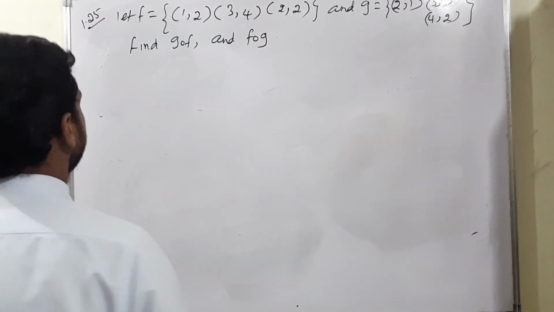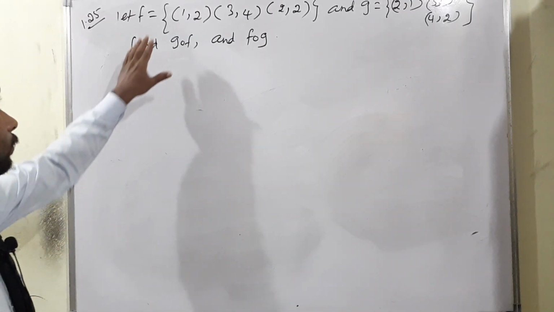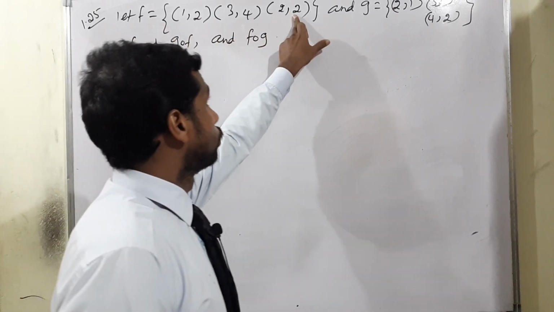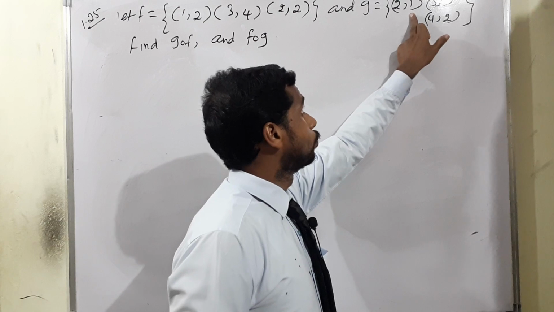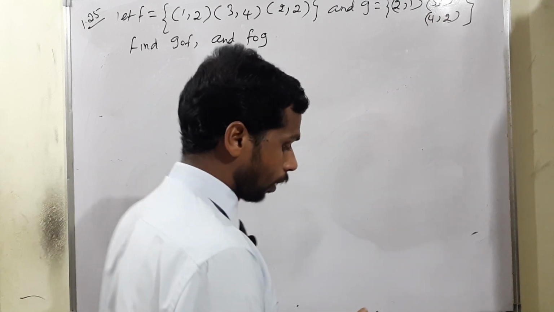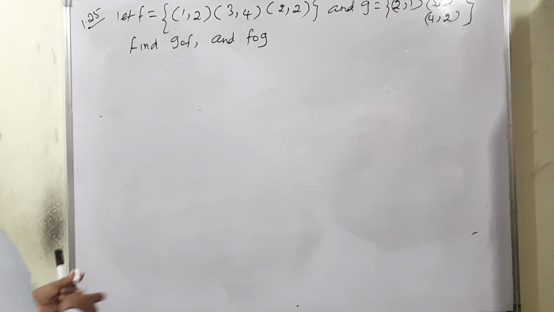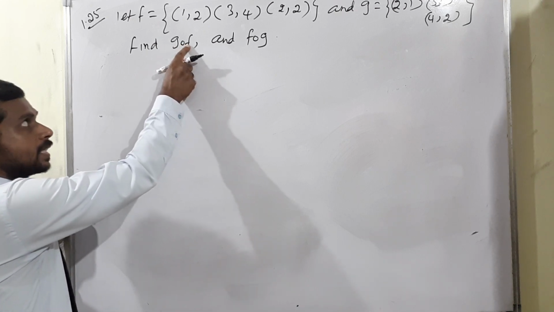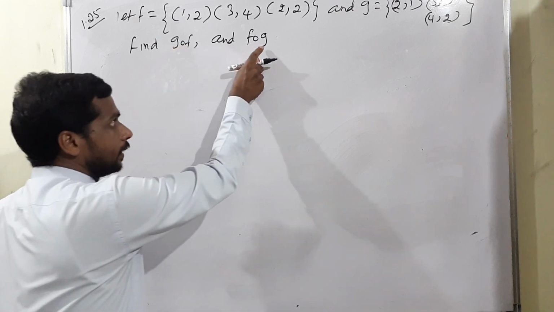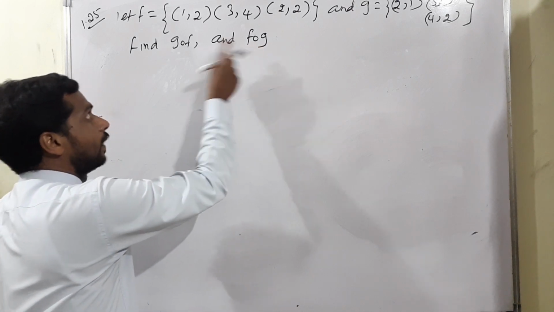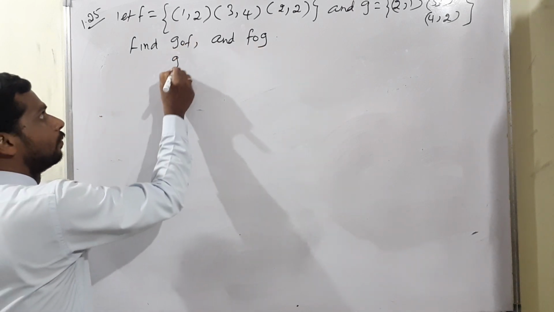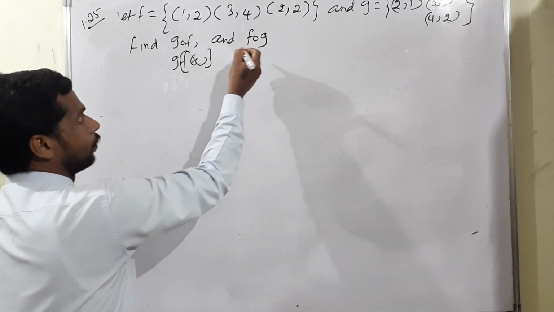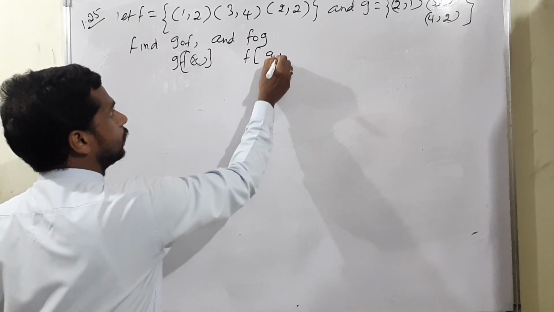So, example 1.25 question. f is equal to the pairs (1, 2), (3, 4) and (2, 2), and g is equal to the pairs (2, 1), (3, 1) and (4, 2). So we have to find out the composite. This is called g composite f, otherwise we can say g of f of x. This is how to say f of g of x.